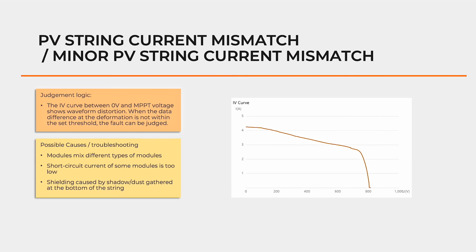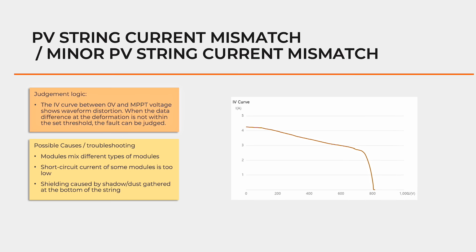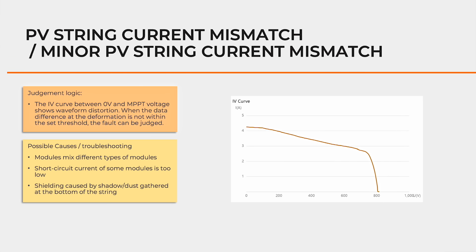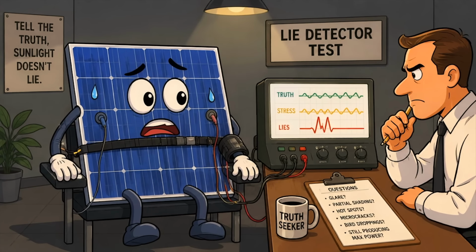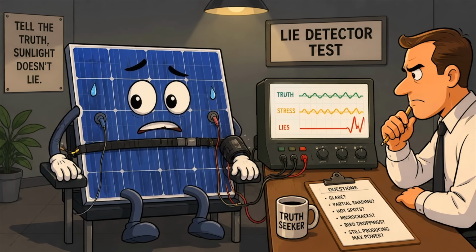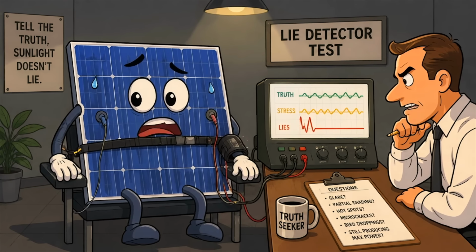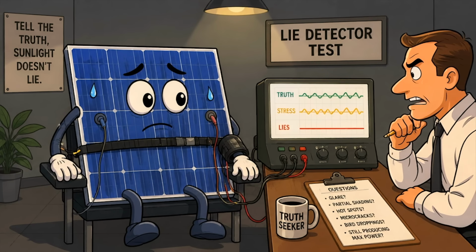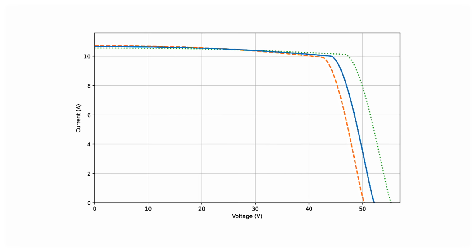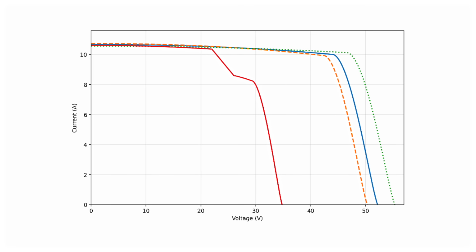Kinks, steps, flattened sections, a knee that's no longer where it should be, which is why an IV curve trace is like putting a solar array on a lie detector. It doesn't just tell you how much power you're getting, it tells you whether the system is telling the truth about why. And once you know what a healthy curve looks like, those distortions become impossible to ignore.